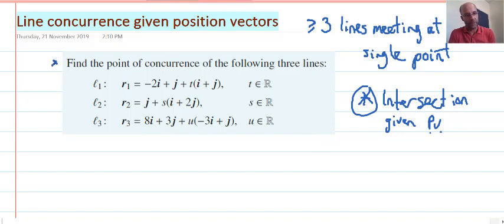This will help us learn what's what. We've got: find the point of concurrence of the following three lines. So it's three lines, and if they all meet at a single point, they are concurrent, and we have to find the point. What we do is deal with two of them at a time. I'm going to deal with line 1 and line 2, and we can use the method from that previous video to find the point of intersection for those.